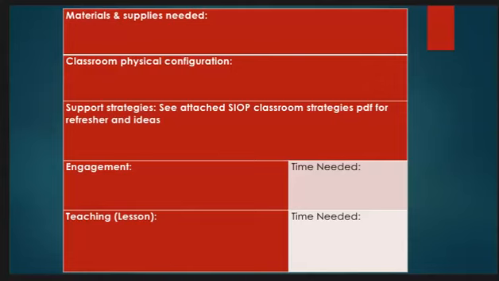So this is the next part of your lesson plan template. You'll need to indicate what materials and supplies you'll need and be specific about those. The classroom's physical configuration: explain how you would set that up and why. Why is it important for your learning objectives? What support strategies will you use? And again, there's a great PDF on SIOP classroom strategies. That's in that same folder I just mentioned. It's also in the Major Assignment 4 folder. Check that out for a refresher on some of those ideas.